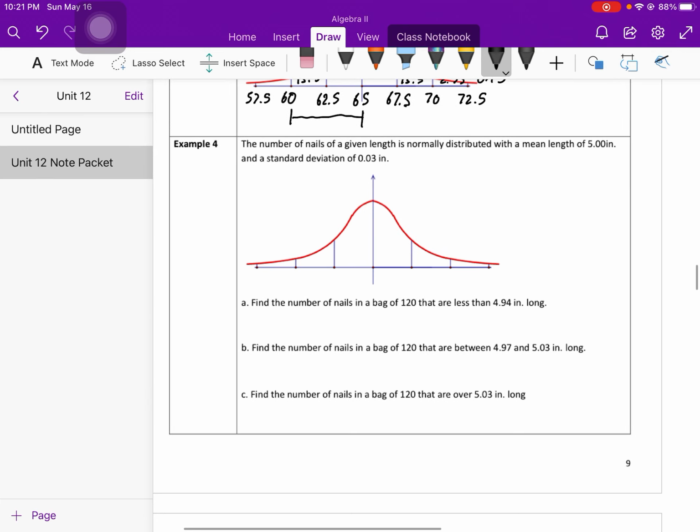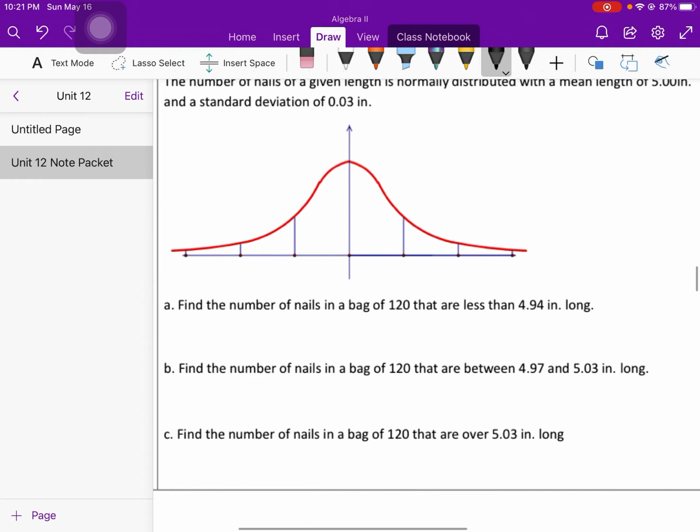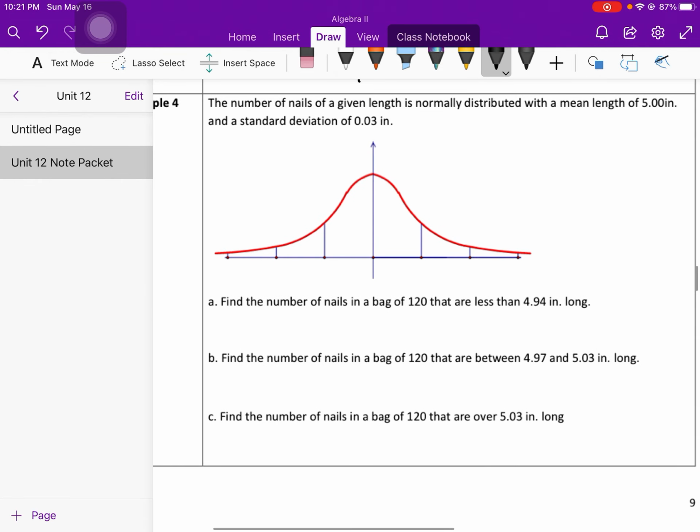So now this last example here, different scenario again. So let's go ahead and fill out the chart. Number of nails given length is normally distributed with a mean length of 5 inches and a standard deviation of 0.03. So we have a much smaller standard deviation here. So I'm going to write 5, and then it's 5.03, 5.06, 5.09, 4.97, 4.94, and 4.91. And we'll fill in our percentages.